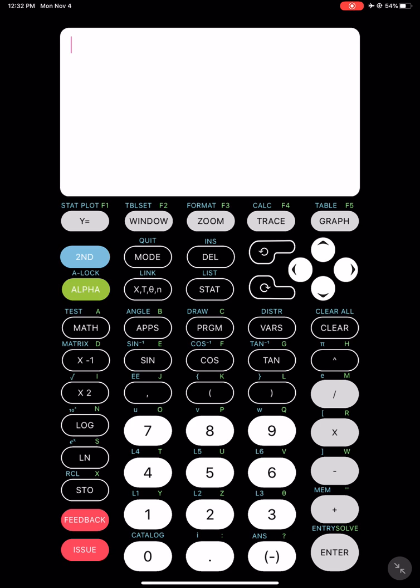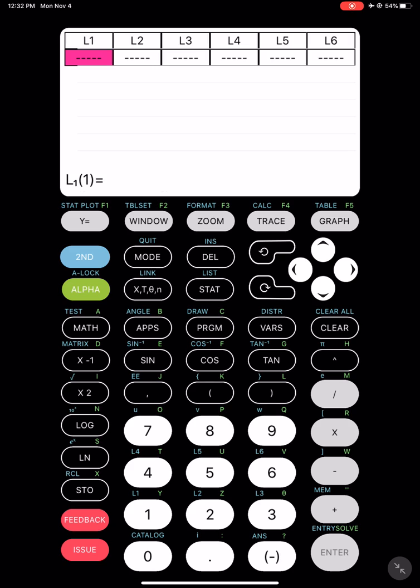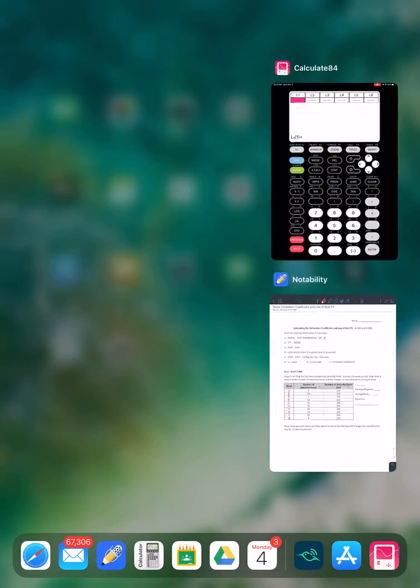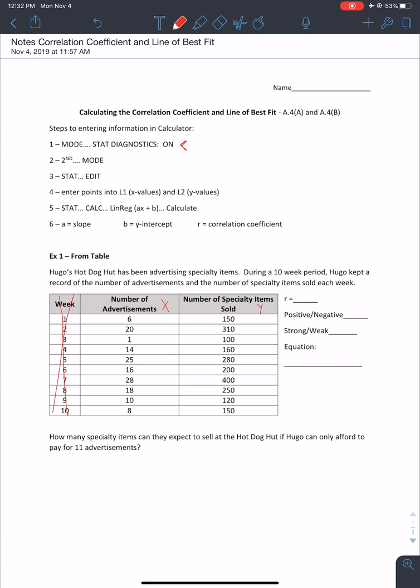We're going to go to stat, edit. L1 is your X column and L2 is your Y column. You will not use any of the other columns after that. So let's label that our number of advertisements, that's our L1. And our number of specialty items sold will be our L2. So we're going to type all of the numbers into the table.